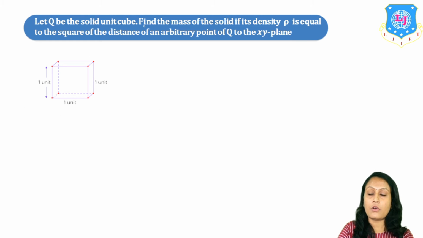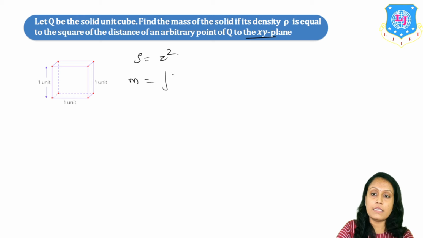Let Q be the solid unit cube. Find the mass of the solid if its density rho is equal to the square of the distance of an arbitrary point of Q to the xy plane. Now here we have to write down rho. So rho is equal to the square of the distance of an arbitrary point to the xy plane. Therefore rho is z square, and we have to find the mass.